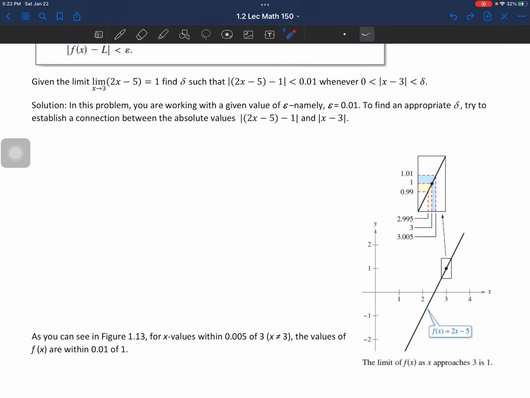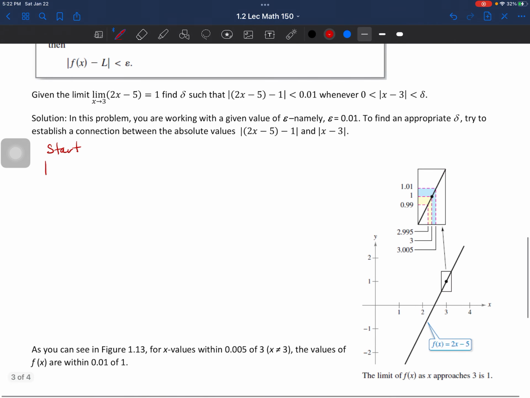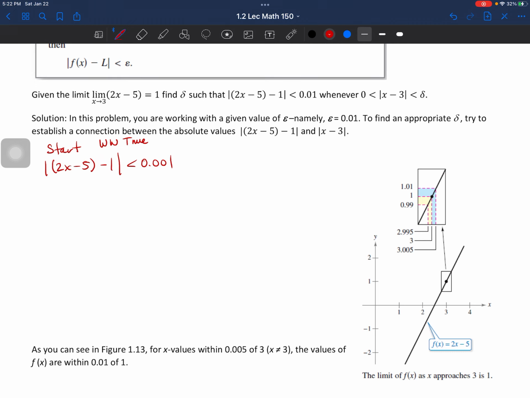And so how do we do this? We'll actually start with this, what they gave you. We want this to be true. So in a way it's like working backwards. We want this to be true.